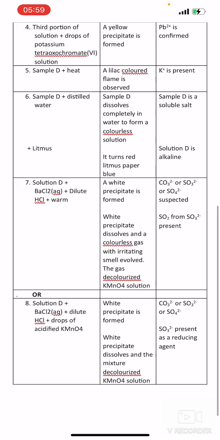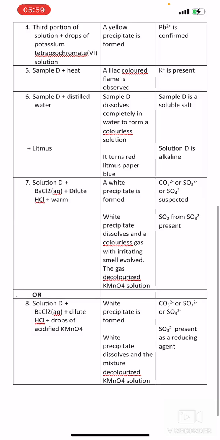Then look at number 7 and number 8. Number 7 and number 8 are just optional. They might ask you to do one or the other one, so depending on what they ask you to do, that's why I put all there. Also solution D plus BaCl2 plus dilute HCl plus warm. You will see a white precipitate form, and these are the compounds present there. The white precipitate dissolves, and a colorless gas with irritating smell is evolved, and the gas decolorizes KMnO4 solution. So it shows that SO2 gas from SO3 2- is present.